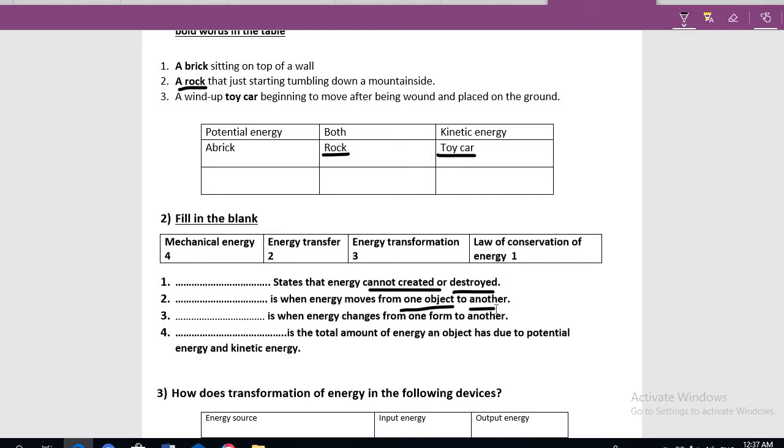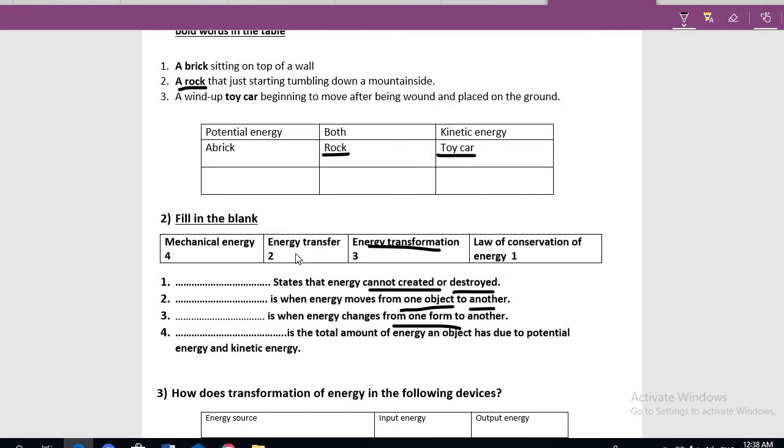When energy transfers or moves from one object to another, this is called energy transfer. When energy changes from one form to another, this is called energy transformation. So energy transfer is from one object to another, while energy transformation is from one form to another.